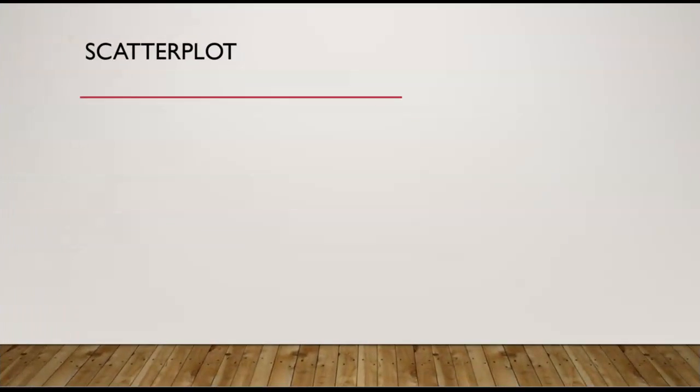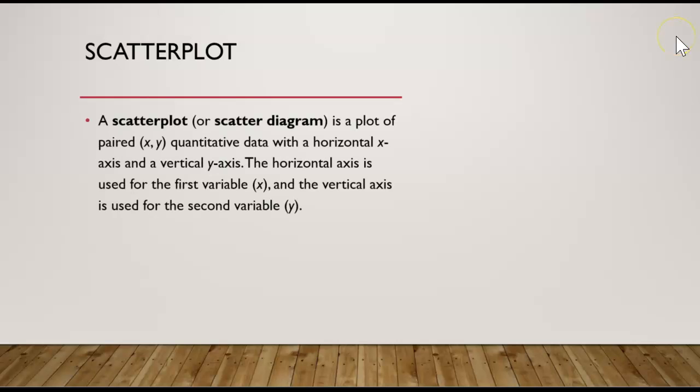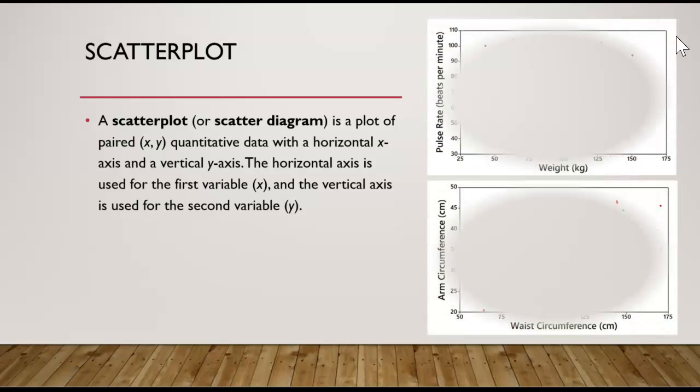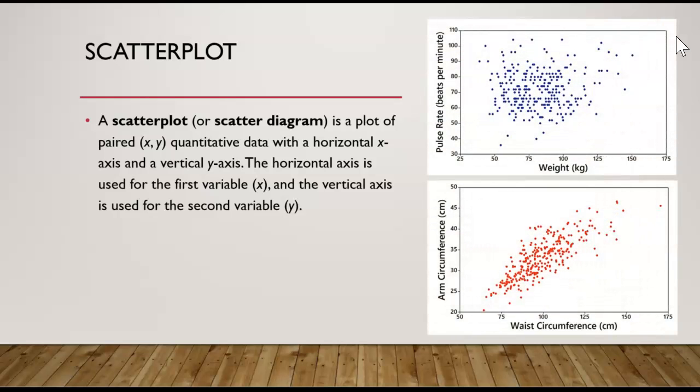To explore sample data, we use scatterplots. A scatterplot, also called a scatter diagram, is a plot of paired x and y quantitative data with a horizontal x-axis and a vertical y-axis. The horizontal axis is used for the first variable x and the vertical axis is used for the second variable y. Here are some examples of scatterplots.